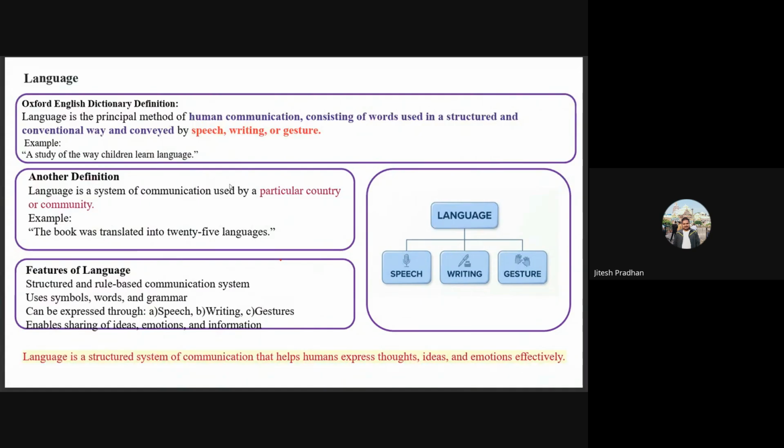So the features of languages: it should be structured and rule-based communication, because whatever language we follow, there will be some rules, some grammar, and some semantic structure of the grammar, so that it conveys a specific or valid meaning. It uses symbols, words, and grammar. It can be expressed through speech, writing, and gesture. So these are just basic definitions of a language.